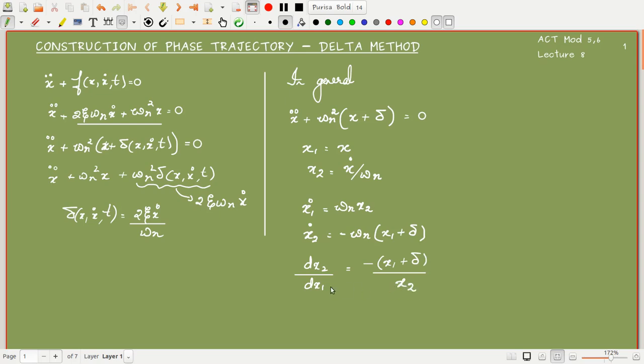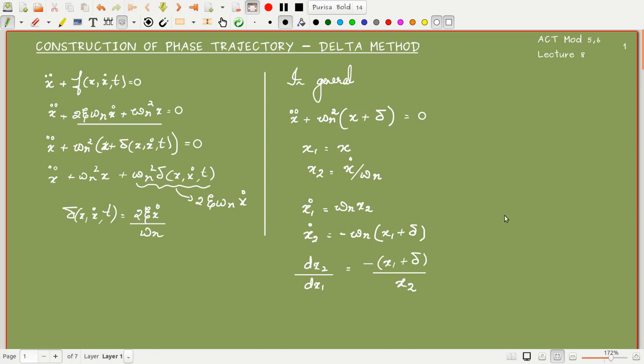So now this is in fact the slope of the system at any point in space, depending upon the value of x1 and x2. And here also, delta is a function of x1 and x2, right? Because in this case, delta is a function of x2. In fact, x2 (x dot by omega n) is there, so delta is a function of x2 directly. So depending upon the values of x1 and x2, we can mark the slopes of the system at different points on the x1 x2 plane.